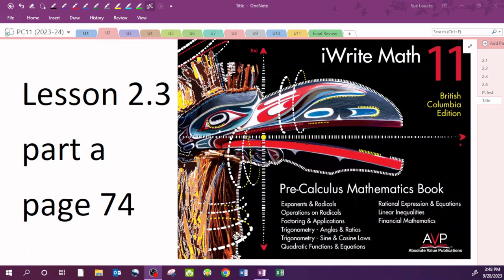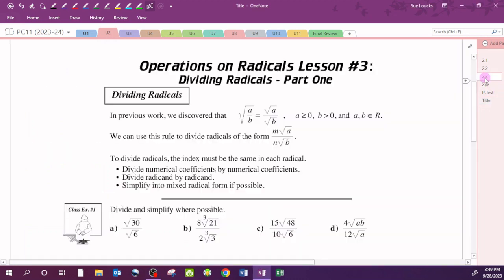This is Pre-Cal 11, lesson 2.3, starting on page 74. So we are going to start dividing radicals now.